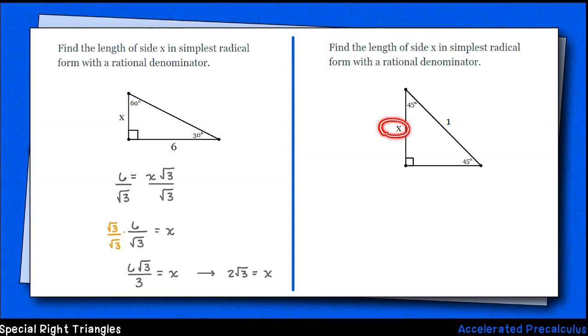Last, we solve for the leg of an isosceles right triangle given the hypotenuse. We know from our ratios that the hypotenuse, 1, equals the leg times the square root of 2. So we have 1 equals x times the square root of 2. We'll divide both sides of the equation by the square root of 2. Then we'll rationalize the denominator. Simplifying, we have root 2 over 2.